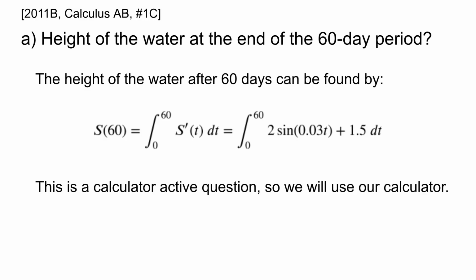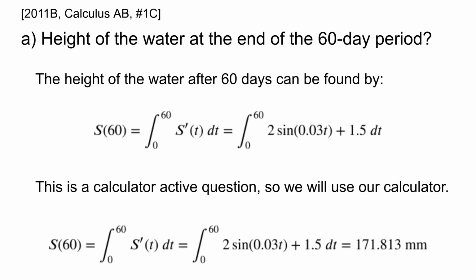And since this is a calculator active question, we're going to use our calculator to evaluate the integral. S of 60 is the integral from 0 to 60 of s prime of t dt, which is the integral from 0 to 60 of 2 times the sine of 0.03t plus 1.5 dt, and that turns out to be 171.813 millimeters.